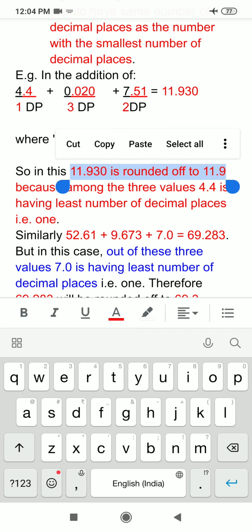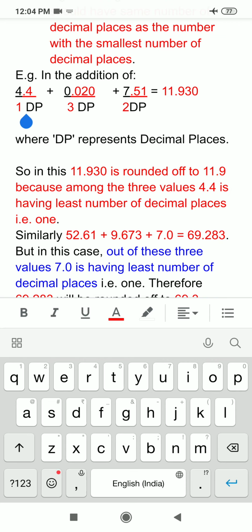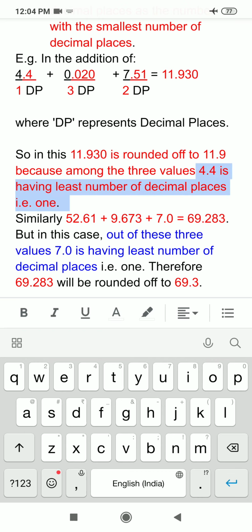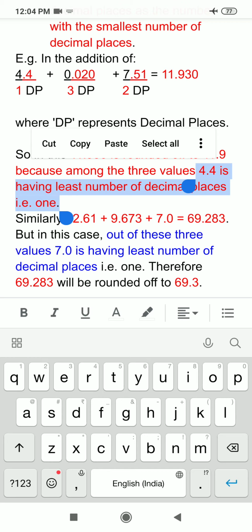Why? Because out of the three values, the first value 4.4 was having one decimal place, 0.020 was having three decimal places, and 7.51 was having two decimal places. So out of these three values, 4.4 is having the least number of decimal places, that is 1. So we will express the result in such a way that it has only one decimal place. In 11.930 we are having three decimal places, so in order to express it in terms of one decimal place, we shall write it as 11.9.